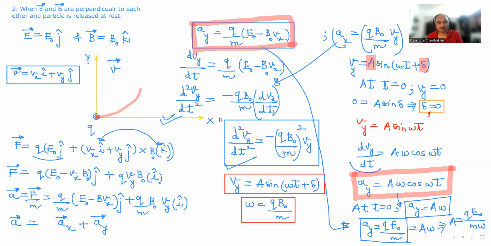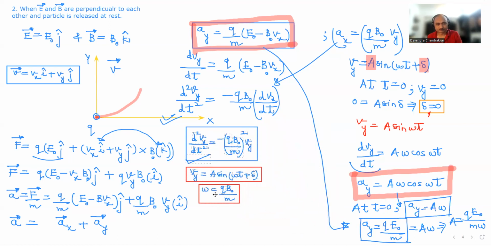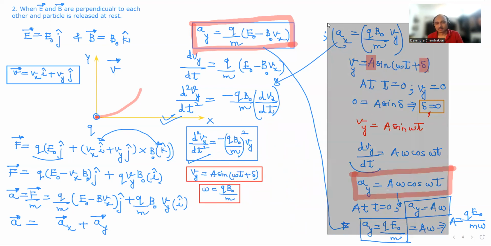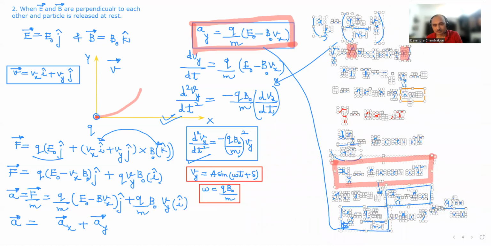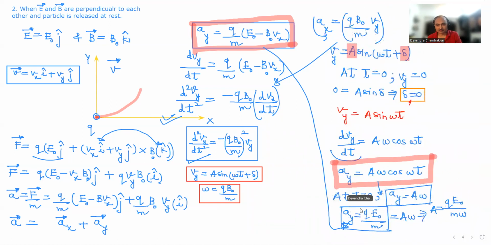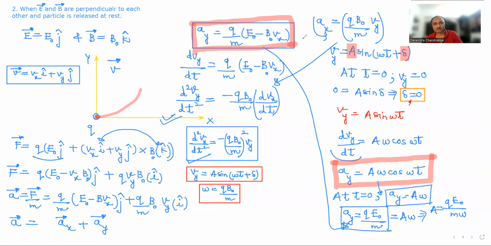मेरे प्यारे बच्चों, समझ आया नहीं आया तुमको? Understood, sir. So that is, देखो, E naught by B naught. Right? So like omega, we can't replace it. We can replace it omega. It was what? Q b naught by m. So let's write it na. So this was your a.